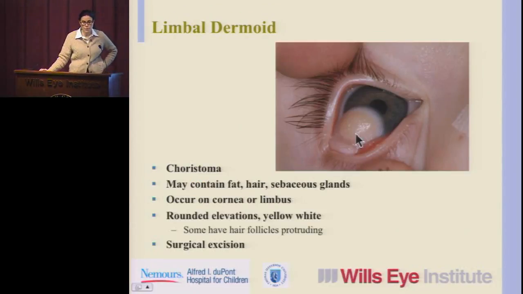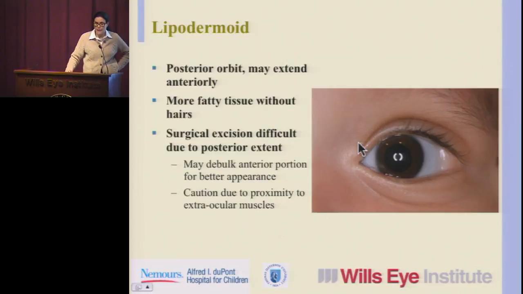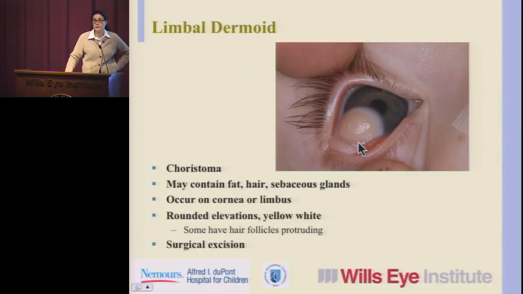Classic picture of a limbal dermoid. Again, this is a choristoma. You can sometimes see little pieces of hair coming out of it, and they can occur right on the cornea or the limbus. Really depends on the size and patient family desire. This one is very large. You would want to excise it. Sometimes they're very small, they're just at the limbus, and we observe them. Again, though, these can cause some astigmatism, and so you have to watch for that, even when they're small and located on the limbus.